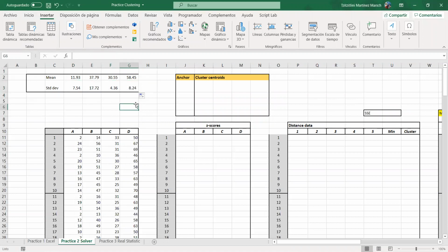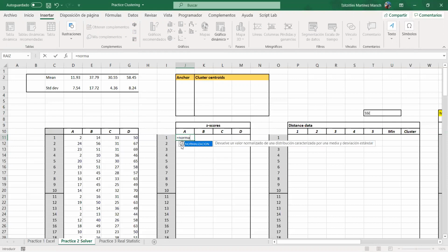So now that we have this, remember that we talked about putting everything in the same types of values when we normalize. That's something very important. We're going to normalize our data. And the way we normalize our data is with a function called STANDARDIZE, or in Spanish, normalización. It's right here.